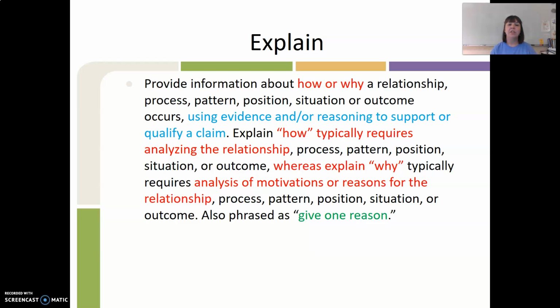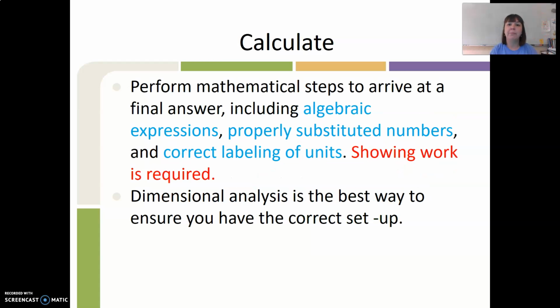To explain, you want to provide information about how or why something happens, and give some evidence, some reasoning. You don't want to just say earthquakes are bad. You want to say why earthquakes are bad. You want to do an analyzation, motivations, reasons, give some kind of a reason behind it. Don't just state something, give additional information about it.